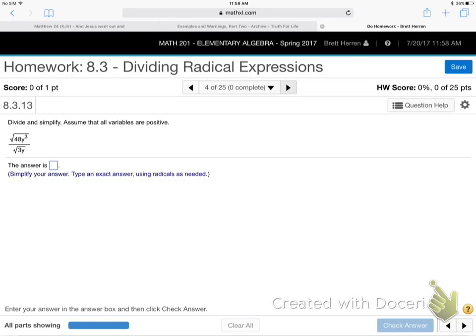Right. We'll do this one more and we'll take a break. So what do we got? Root of 48y to the 3rd over the root of 3y. Try that one. You can just start dividing the numbers and subtracting the powers right now. 3 goes into 48. Subtract the powers. Y to the third over regular y is y squared, right? So go ahead and do that, and then do the rooting afterwards.